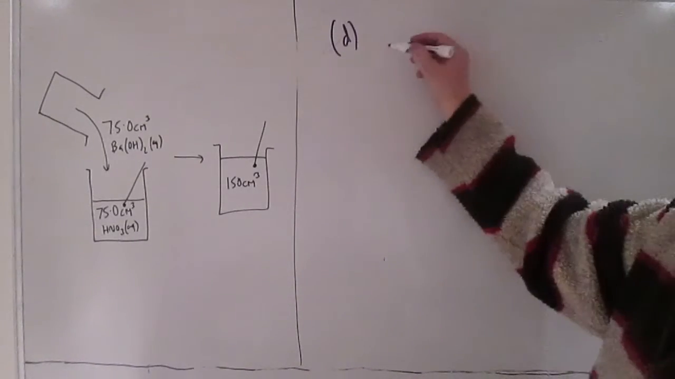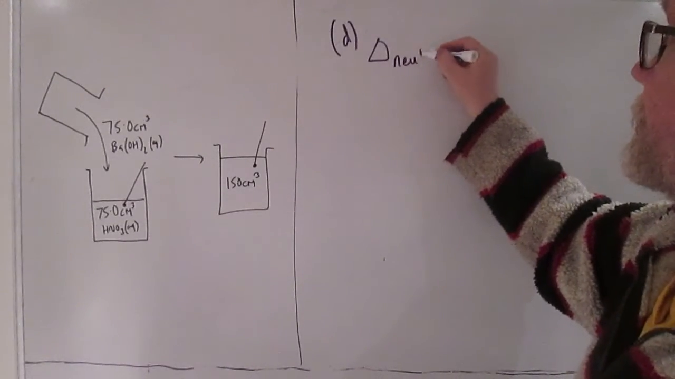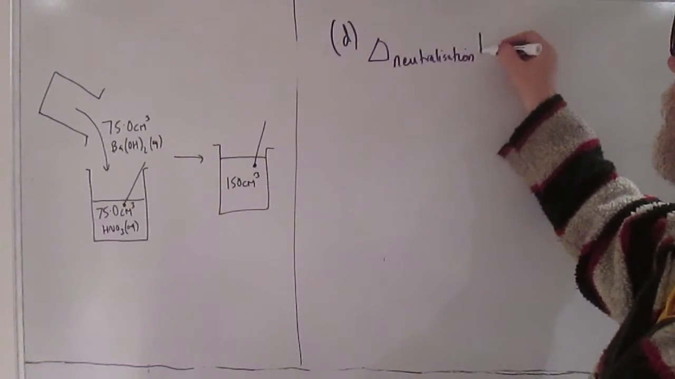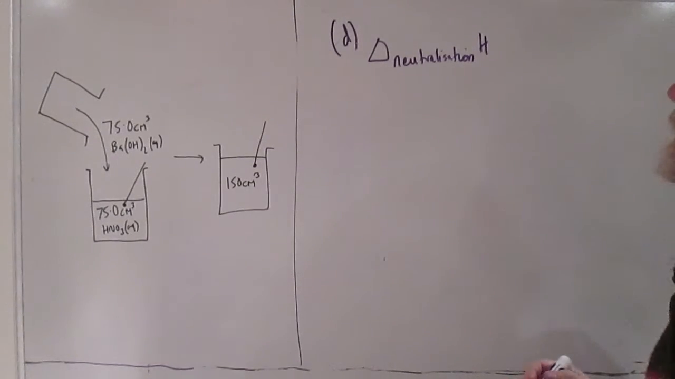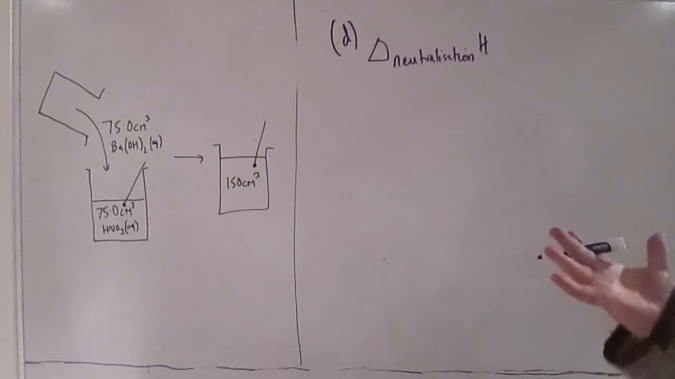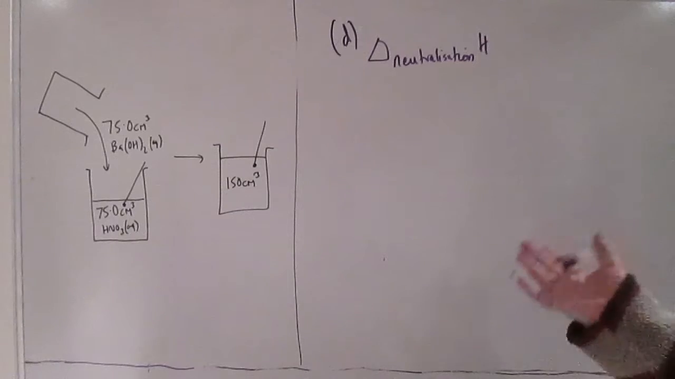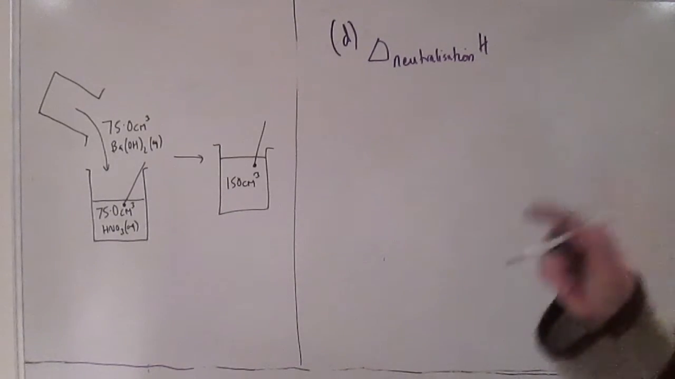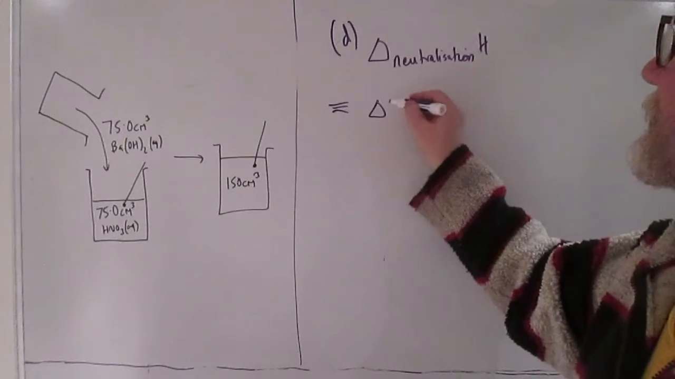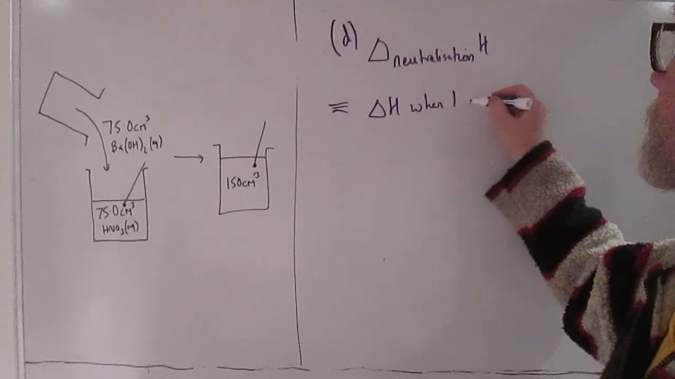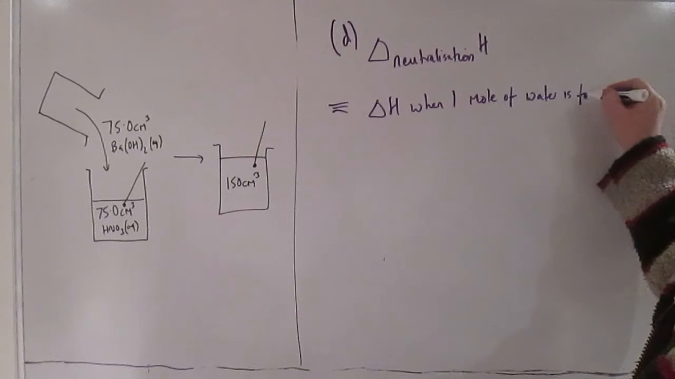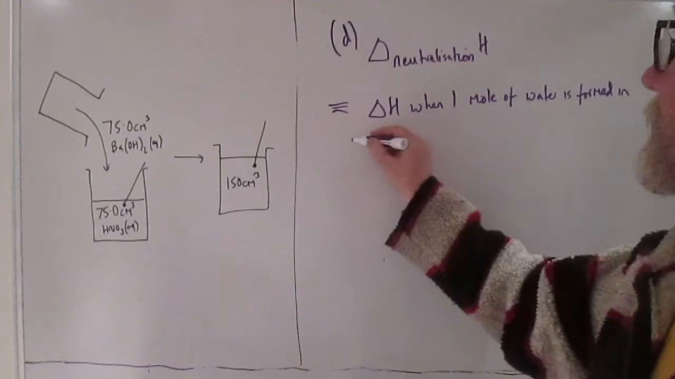Part D then asks us to find delta H of neutralization for this reaction of barium hydroxide and nitric acid. So for this, it's really crucial that you know the definition of that term. Okay, it wasn't just used as a sort of random term because this happens to be a neutralization. This has a very specific meaning which you have to know. So that's equal to delta H when 1 mole of water is formed in a neutralization reaction.